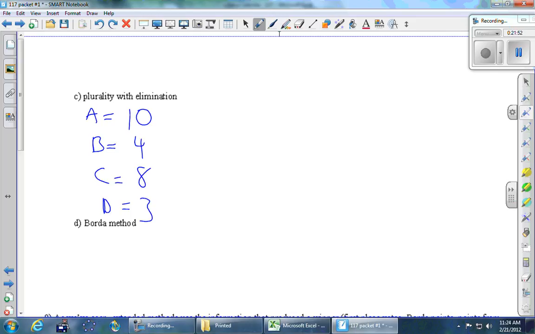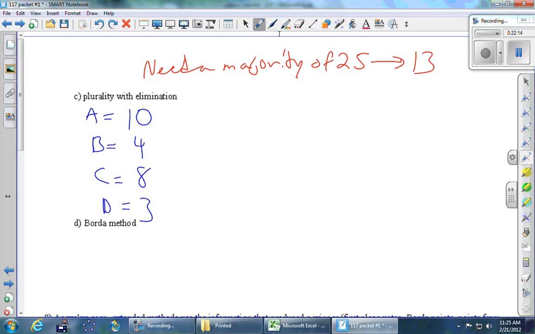Okay, so we did that before. When we're doing plurality with elimination, we need to find somebody that has a majority of the first place votes. How many votes are there total? It's 25. So we need a majority of 25, and a majority of 25 is 13. Does anybody have a majority right now? No. So we eliminate somebody. Who gets eliminated? D, of course. D has been like last in everything so far this election. So we will eliminate D.